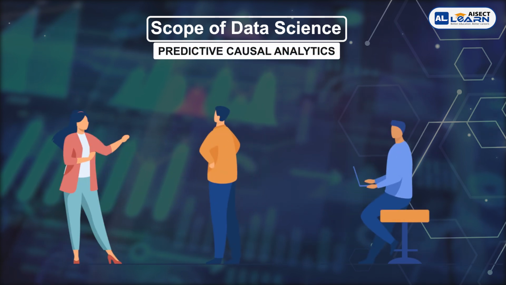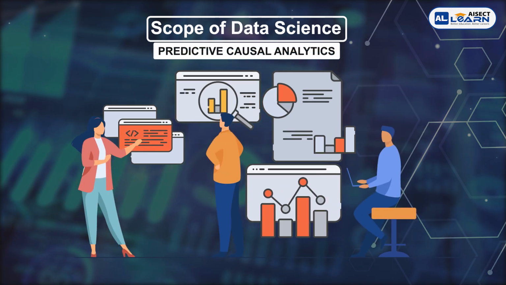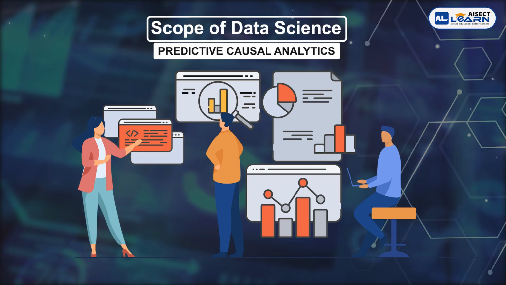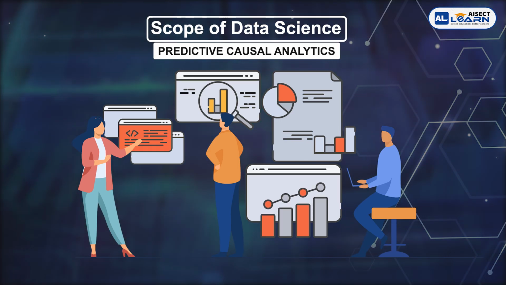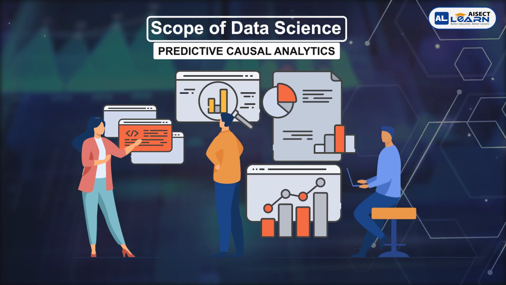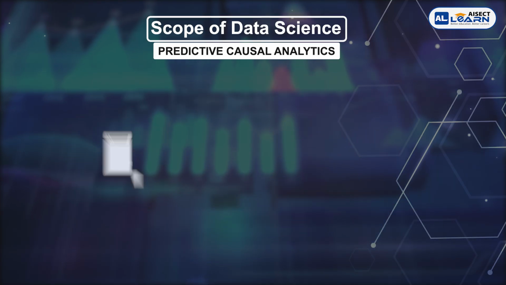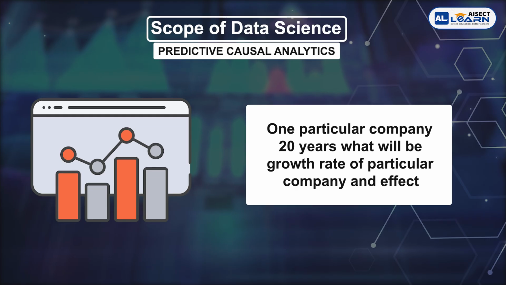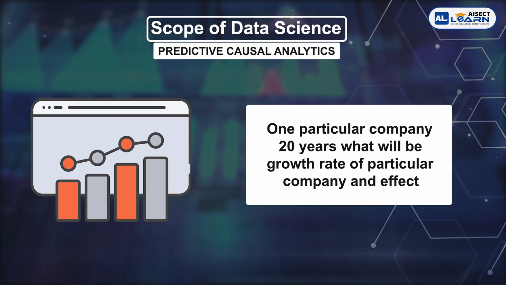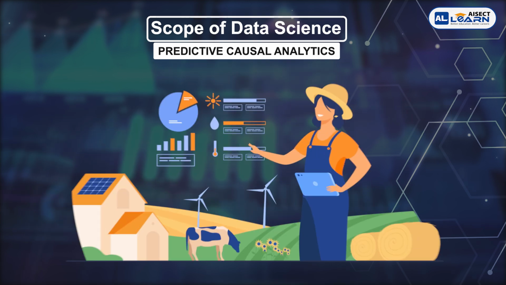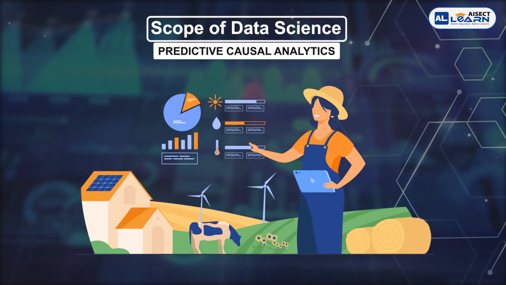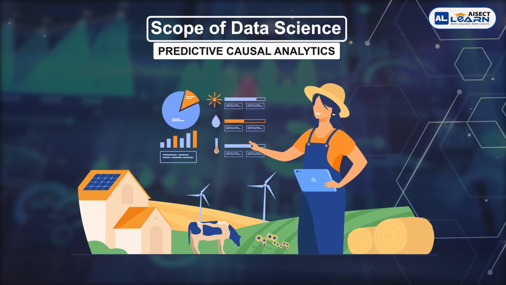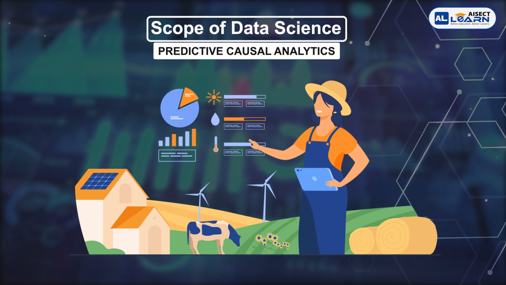Now, the scope of data science has two types. One is predictive causal analytics. If you're talking about predictive, that means from the data, you can predict and forecast your business trends. For example, for a particular company, what will be the growth rate after 20 years? Or with agricultural data, we can predict what the yield will be. Anything where you want to forecast data or trends is called predictive causal analytics.